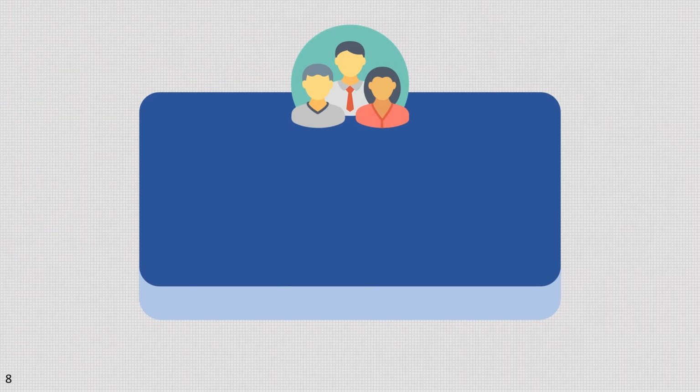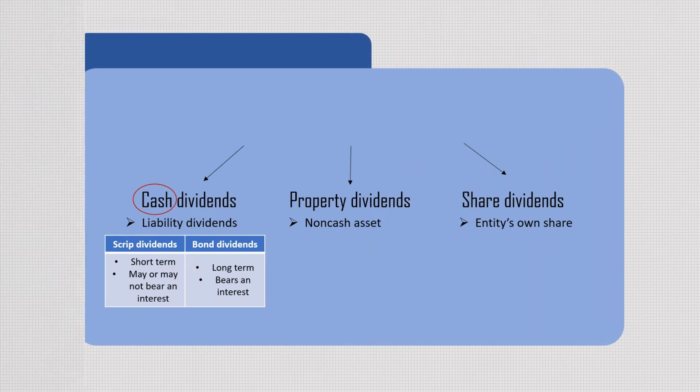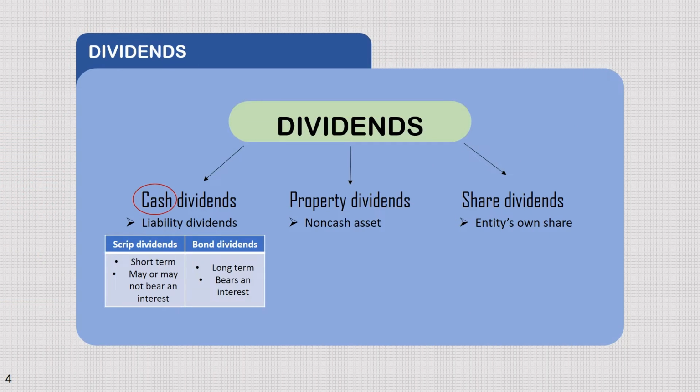Let us now proceed to the dividend. Dividends can be in a form of cash dividends, property dividends, and share dividends. Cash dividends is the distribution in the form of cash. Under ng cash dividends ay yung liability dividends, which means ito yung mga dividends na inisyu ng corporation na may temporary cash shortage. A liability dividends may be a scrip dividend and bond dividend.